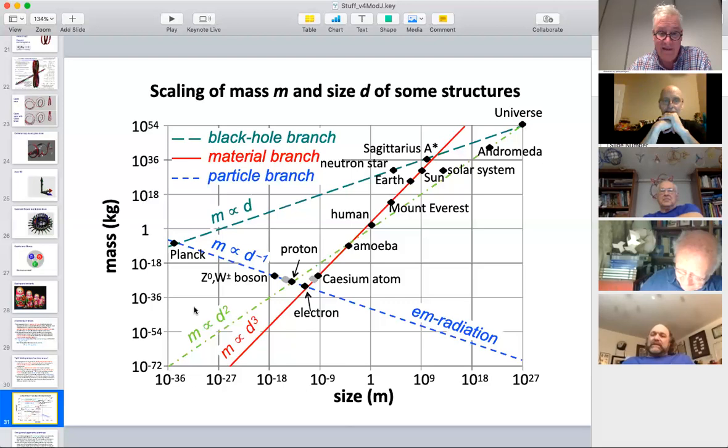Look where the mass comes in. It's actually quite big, the Planck mass. And it has to be, because it's on this black hole line. So that's an interesting plot. You'll notice these things come off the line a little bit, because the density of humans is roughly the density of water, and Mount Everest is a bit denser. But not by much, of course, because this is a stupid logarithmic scale.